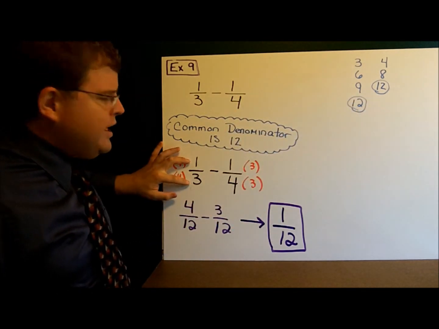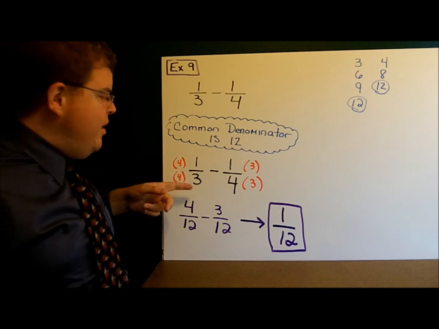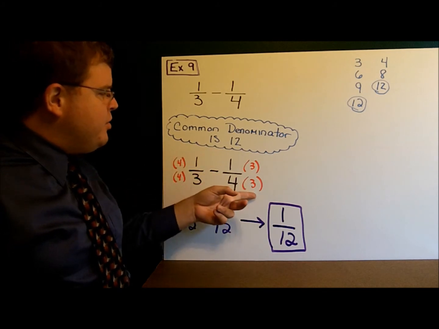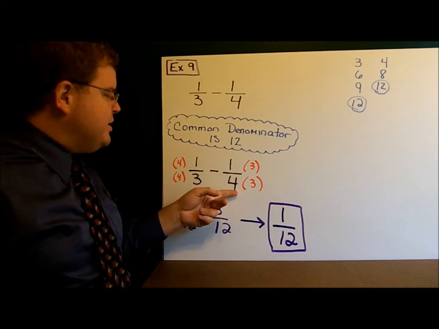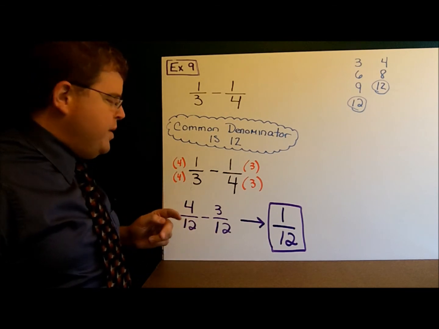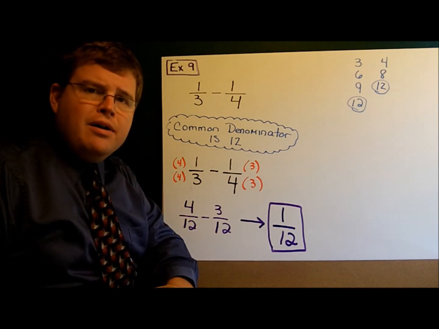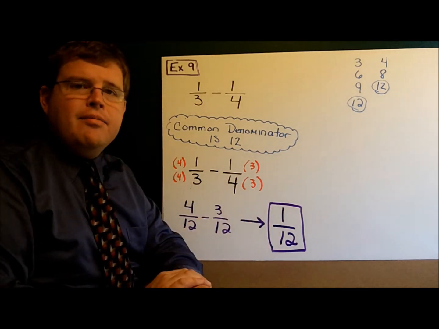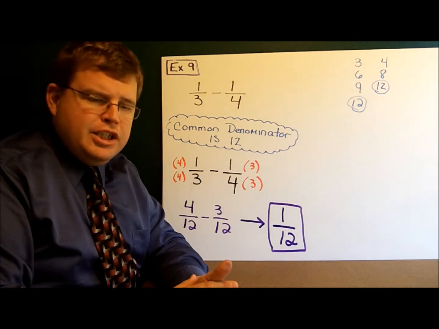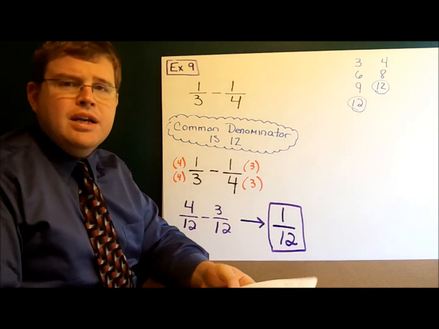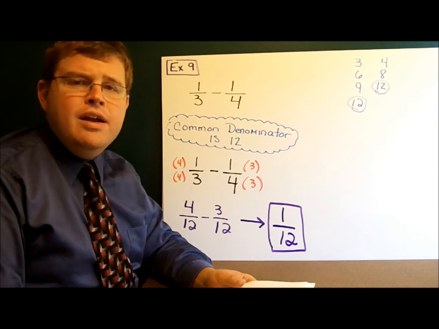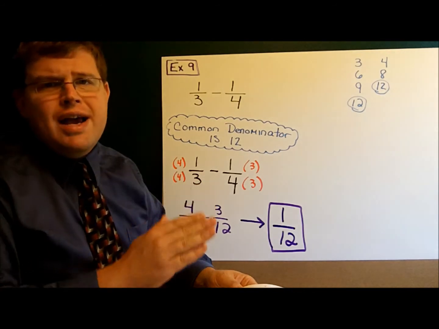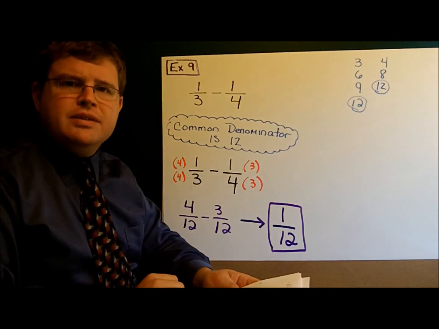So this fraction I'll multiply by 4 over 4, because 3 times 4 will give me 12. This fraction I'll multiply by 3 over 3, because 3 times 4 is 12. That gives me 4 twelfths minus 3 twelfths. 4 minus 3 is 1, and I keep the common denominator. So it's really the same thing as it is for addition. Now the following examples, number 10 up through 14, are examples of subtraction. Now I'd like for you to pause for a couple of moments, try at least a couple of them. Let's see how you do on those.